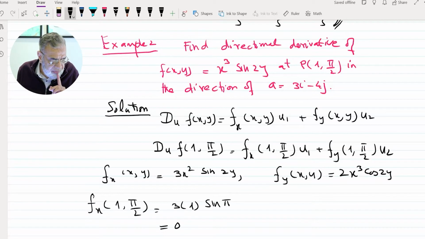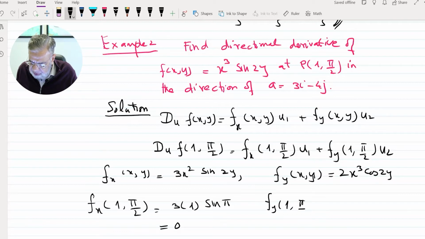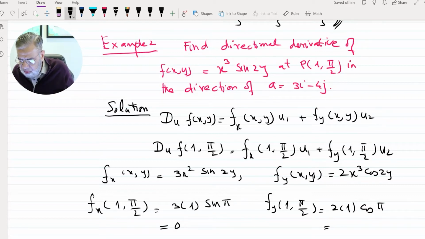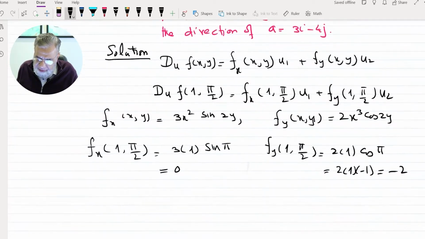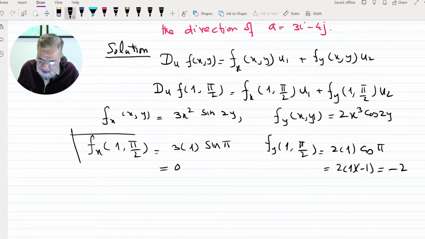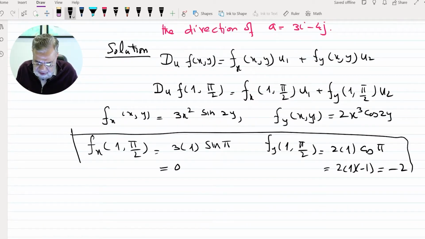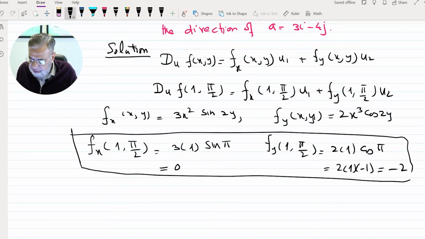Now we have the other one, that is f_y at (1, π/2), and here y is π/2. So we get 2 into 1 into cos 2y, which is cos π. Cos π is equal to minus 1. So we get 2 into 1 into minus 1, which is equal to minus 2. Now I have my result: the values of the partial derivatives at the point (1, π/2).